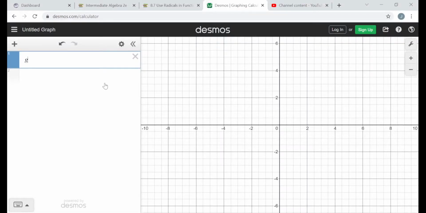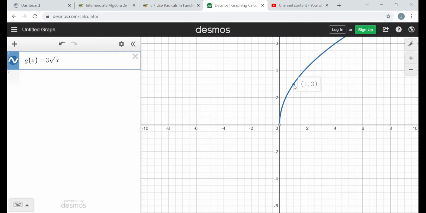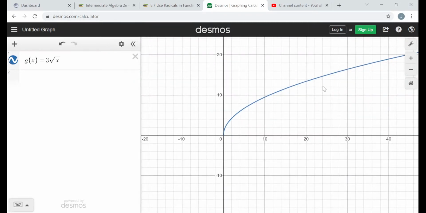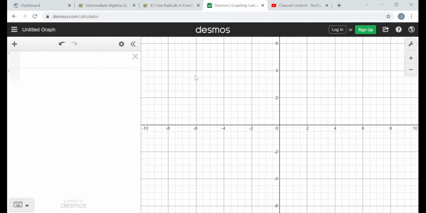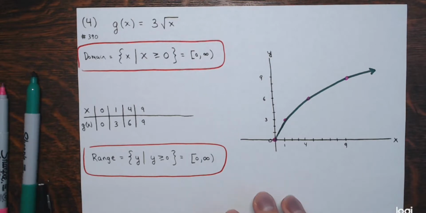All right, and then let's take a look at this graph on Desmos. So we have g of x equals 3 times the square root of x. Right, and there it is. See, it starts at 0, 0 and just shoots up. You see you got 1, 3 here, and all those points I said that I plotted by hand. And it just increases very quickly, 3 times as fast as the other one did. Okay, great, looks good. All right, next question.